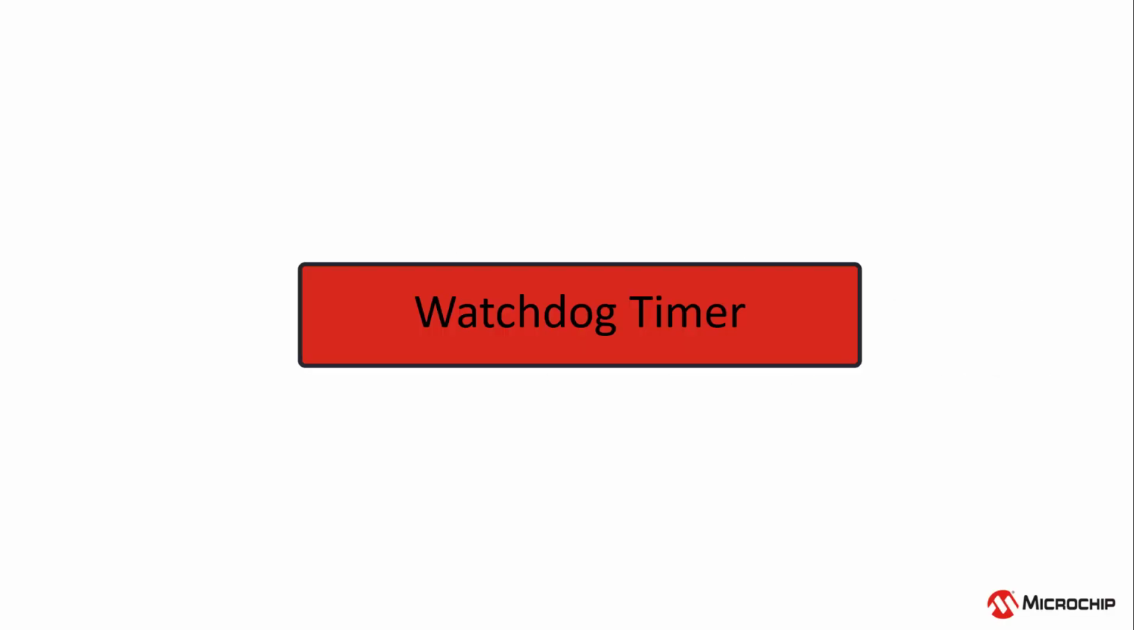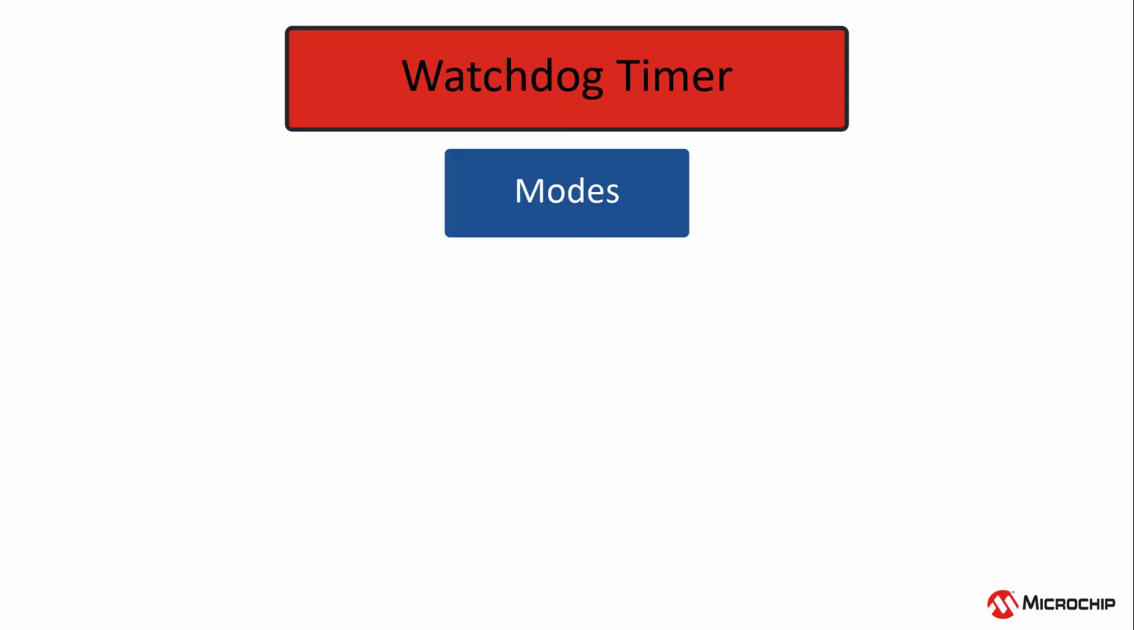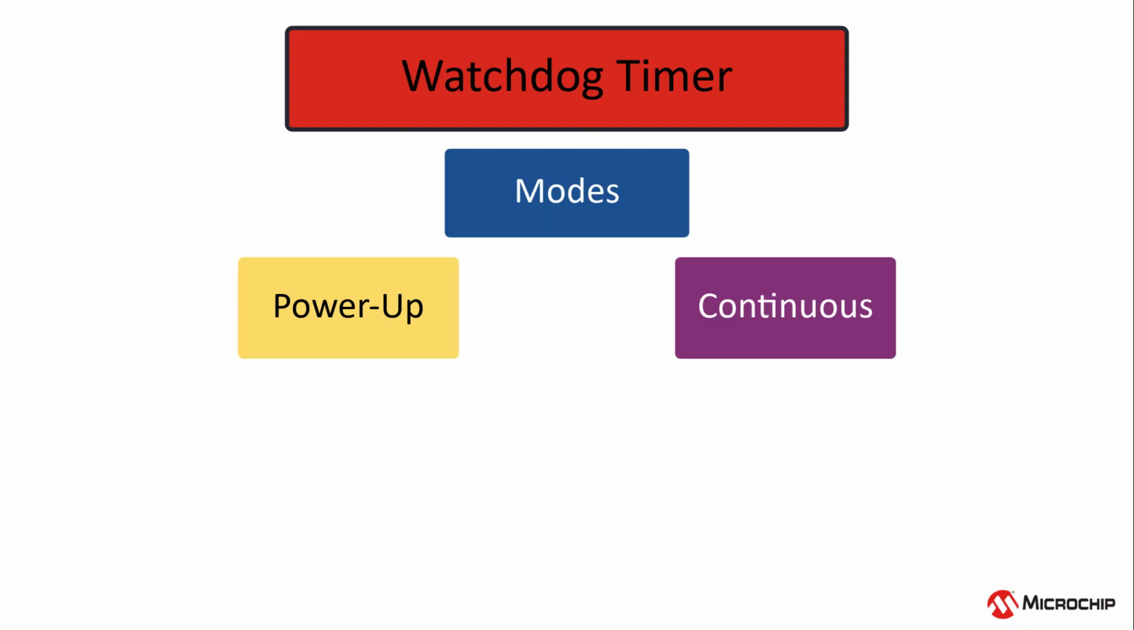The Watchdog timer is a very important feature in our fan controller devices. If you don't understand how this feature works, your fans will most likely do things you don't expect them to do. The Watchdog timer in Microchip's closed-loop fan controllers works in two different modes. These modes are power-up operation and continuous operation.